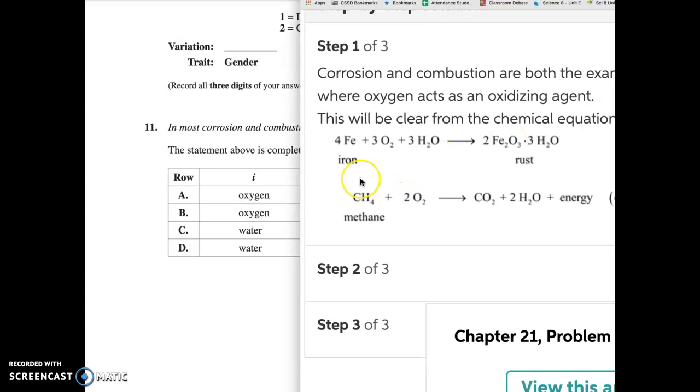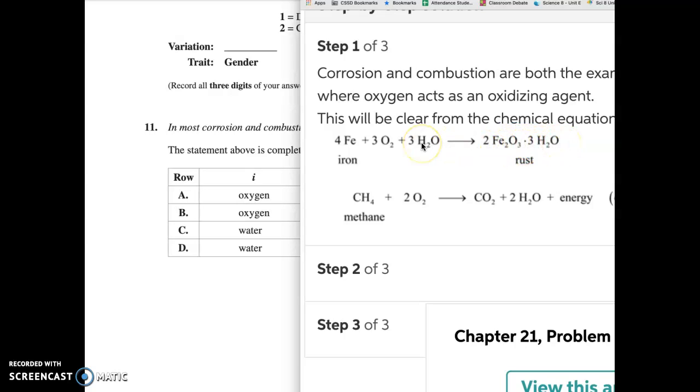So in those reactions, we have a metal, usually like iron, which reacts with oxygen and water. Okay, and those react to form iron oxide and water vapor.